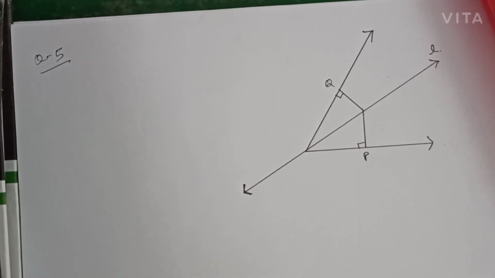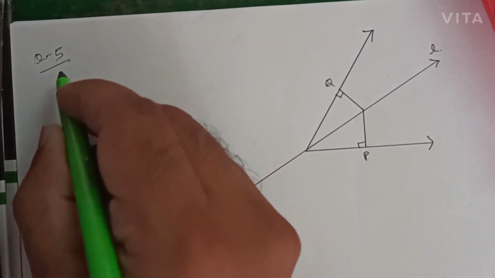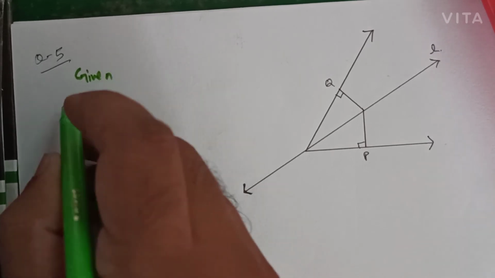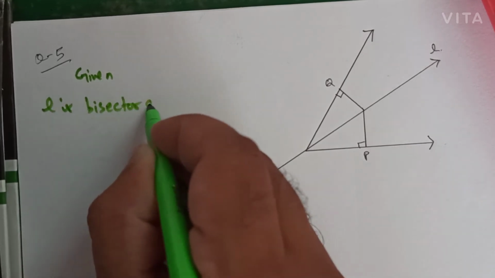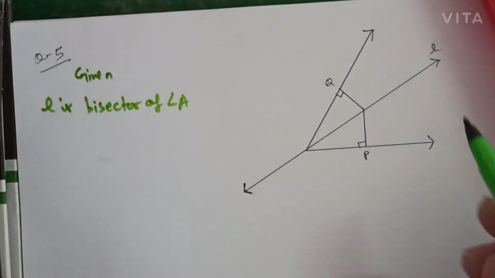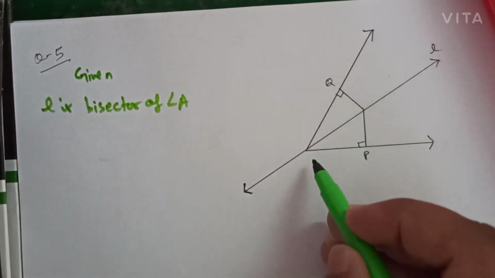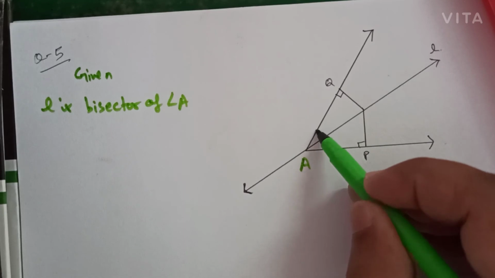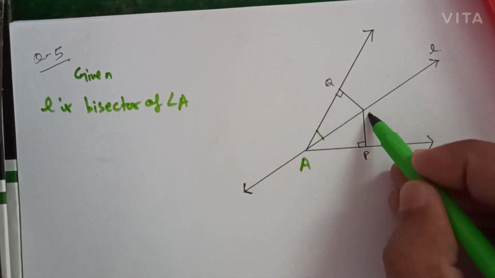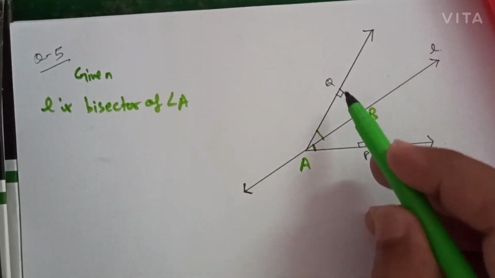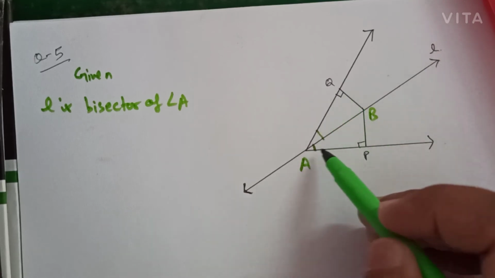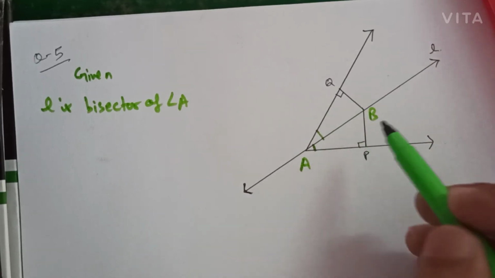Okay, in question number 5, it is given that this line L is the bisector of angle A. So first point is given that L is the bisector of angle A, which means that line L is the bisector of angle A. This is A, sorry. So this angle, that is QAB, is equal to BAP, because L is bisecting angle A. So L is dividing angle A into two equal angles. So angle QAB will be equal to angle PAB.